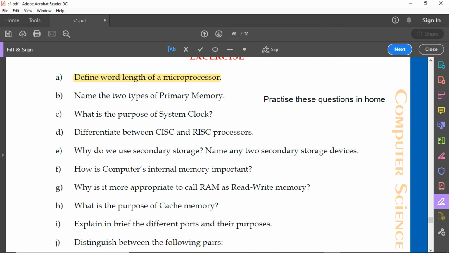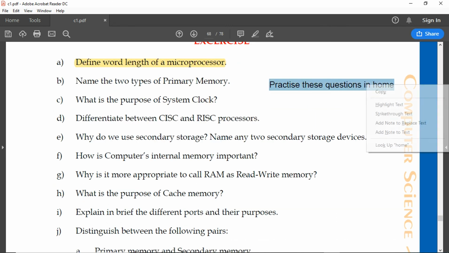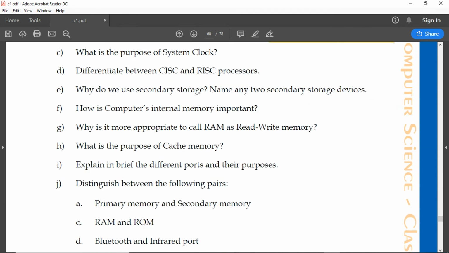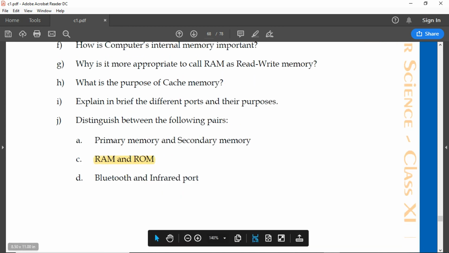J. Distinguish between the following pairs. A. Primary memory and secondary memory. C. RAM and ROM. D. Bluetooth and infrared port.